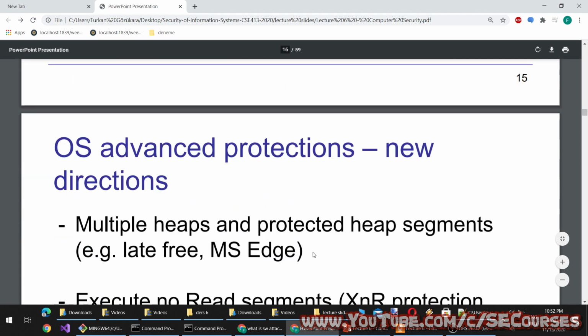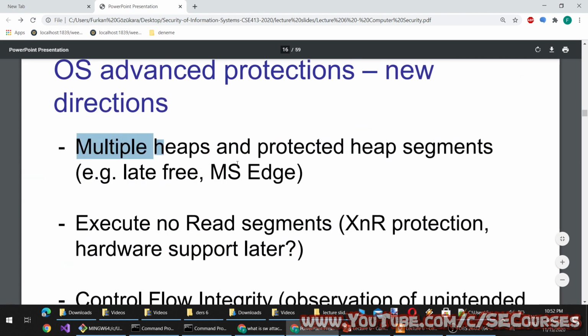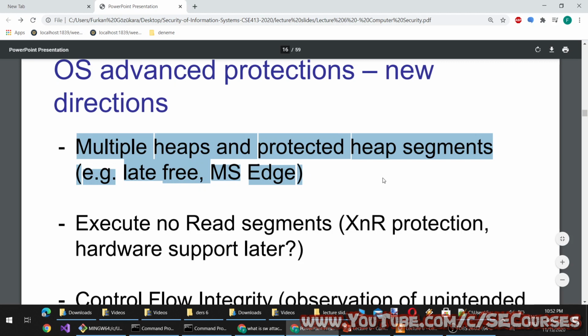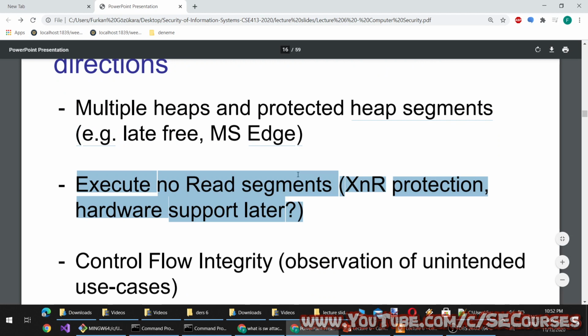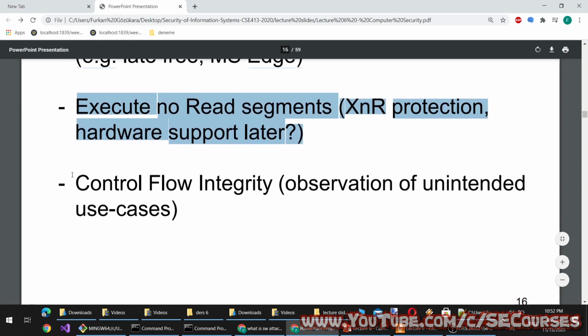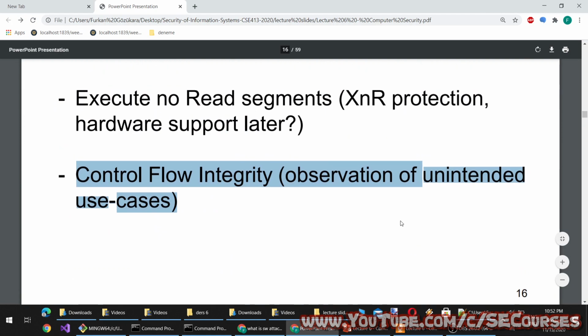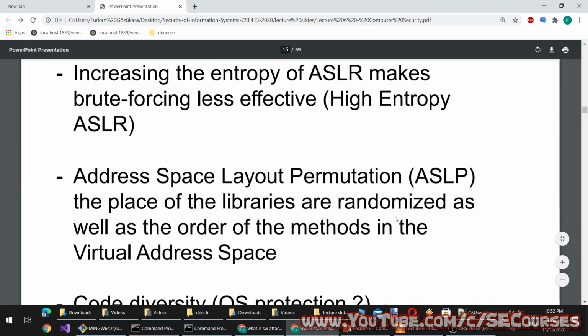Code diversity, OS protection. Multiple heaps and protected heap segments, e.g. late-free, MS Edge. Execute no read segments, XNR protection, hardware support later. Control flow integrity, observation of unintended use cases.